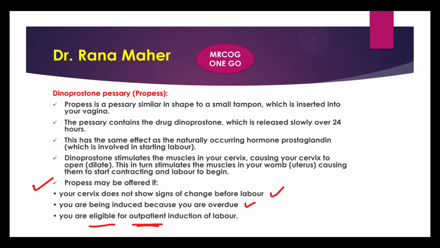So what about the shape? It's like a small tampon inserted in your frontal passage. It slowly releases the medication over 24 hours. It has some side effects, again the soreness of the vagina. How will it work? It will stimulate the muscles of your womb and the neck of the womb. The neck of the womb will start to become softer and shorter, and the muscles of the uterus will start to contract. So it will help to start the labor.